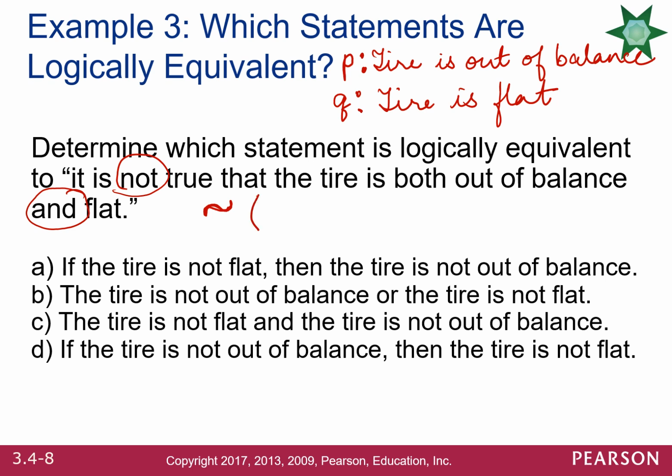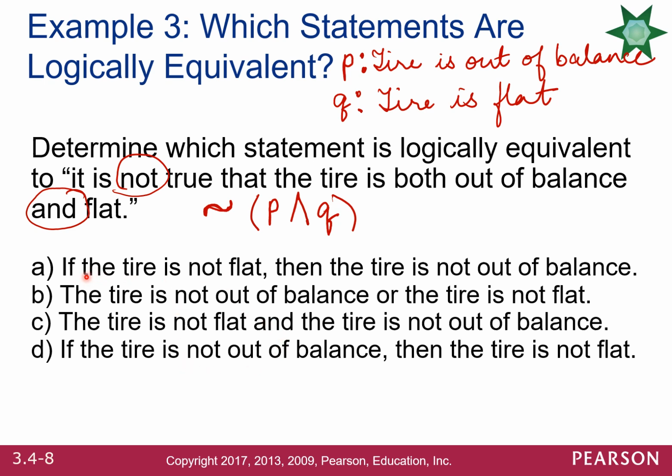So within brackets, so what is out of balance? Out of balance is represented by the letter P. So P and Q, correct? So we're going to write it as P and Q. So that's a symbolic representation of the compound statement given above.